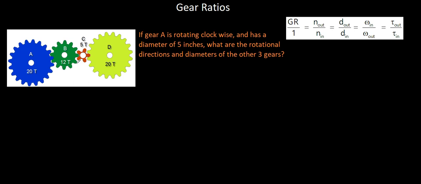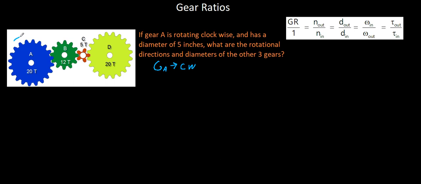We're asked to find the diameter and the rotational directions of gears B, C, and D given the diameter and rotational direction of gear A. So let's go ahead and start with the easier one. We're going to start with knowing that gear A is clockwise. Let's find the rotational directions of the other three.